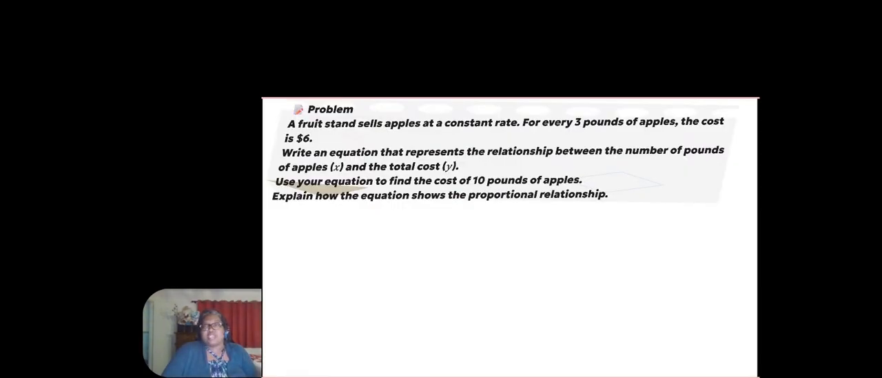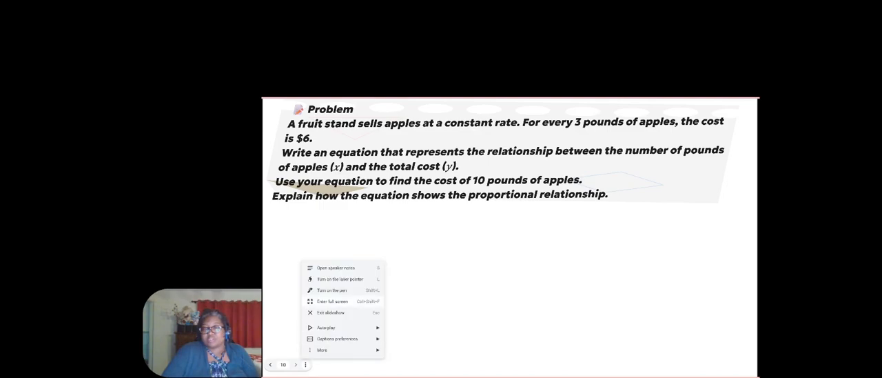A fruit stand sells apples at a constant rate. For every 3 pounds of apples, the cost is $6. Write an equation that represents the relationship between the number of pounds of apples, x, and the total cost, y. Use your equation to find the cost of 10 pounds of apples. Explain how the equation shows a proportional relationship.